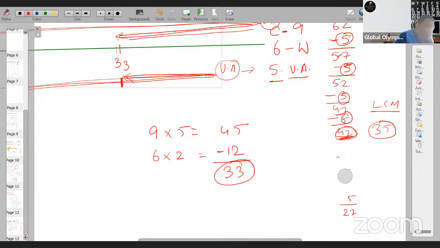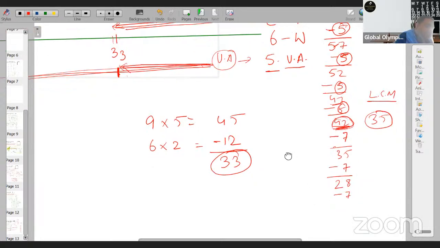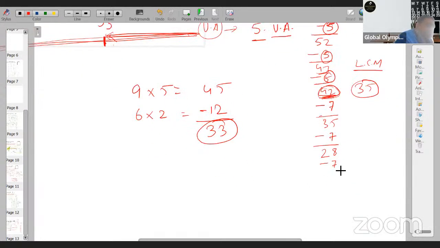Let's start going down by 7s. From here we are going down by 7s, right? I went down by a 7, I got a 35. I went down by another 7, I went to 28. I went down by another 7, I got to 21. Minus 7, 14, and minus 7, 7.